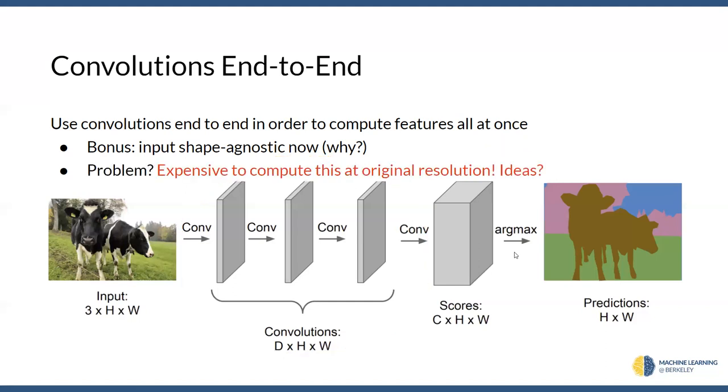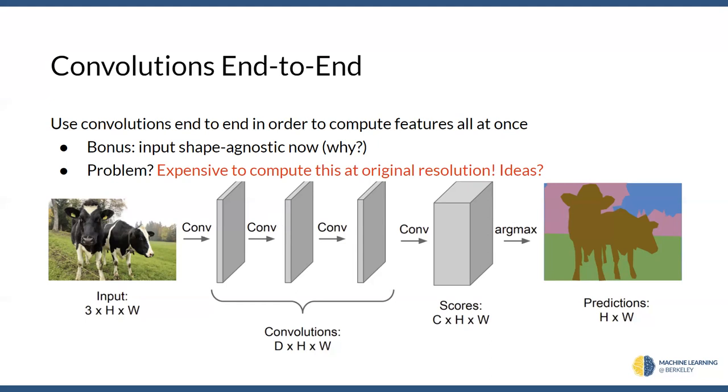Oh yeah, okay. So the problem with this is that it's pretty expensive to compute this at the original image resolution, right? And what do I mean by that? Well, let's say you have a 4K image, and maybe you have, I don't know, 20 convolutional nodes or something. I'm just coming up with random numbers, right?